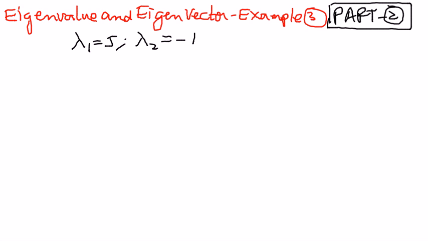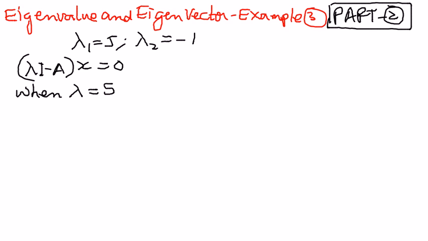To find the corresponding eigenvectors, we want to solve the homogeneous linear equation, and let me write that: lambda I minus A times x is equal to 0. This is a homogeneous equation. When lambda is equal to 5, we'll start with lambda 1. When lambda equals 5, we want to find the corresponding eigenvectors for this eigenvalue. So let us get that started here.